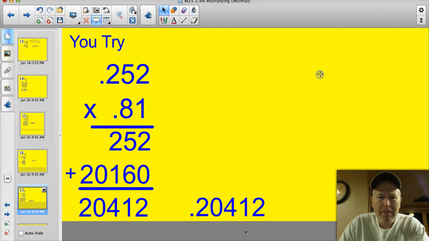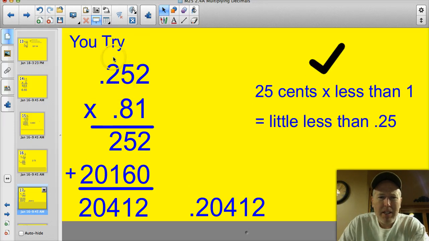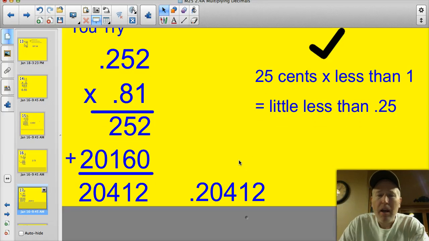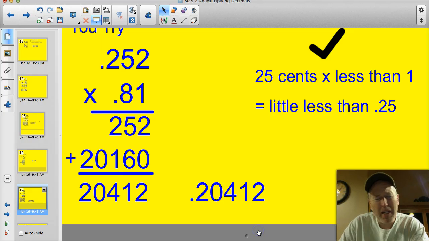Well, let's see, does it make sense? Well, it's like 25 cents times less than 1. So we know that our answer is going to be a little less than 25 cents. Yeah, it makes sense. Okay, I think putting kind of some reality to your answer and thinking about money on decimals always helps me. I think it'll help you too.